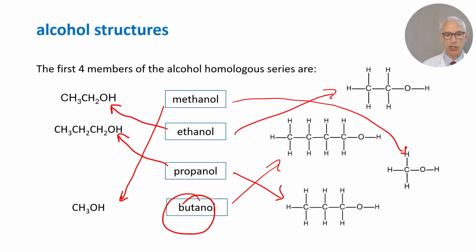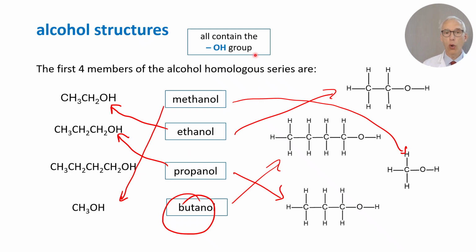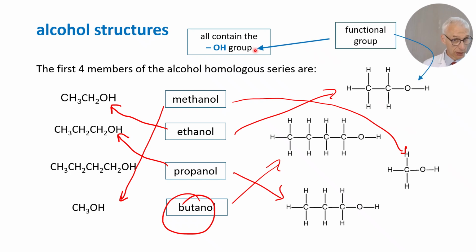Stop, come back to check when you're done. Okay, so here is butanol, CH3, CH2, CH2, CH2OH. So that is butanol. Now, of course, all of the alcohols, as you will see, contain the hydroxyl group, the OH group. That is the functional group. So it appears in the structural formula and in the displayed diagram.